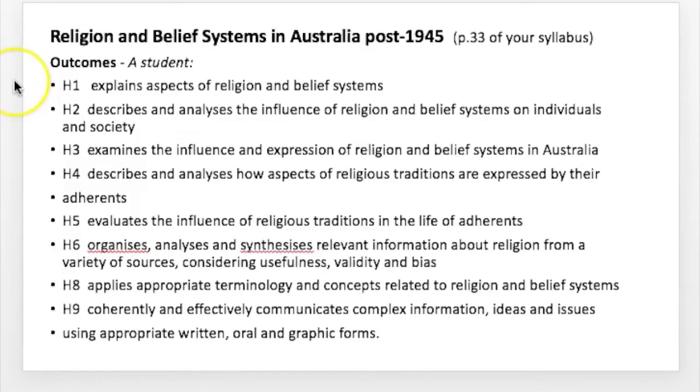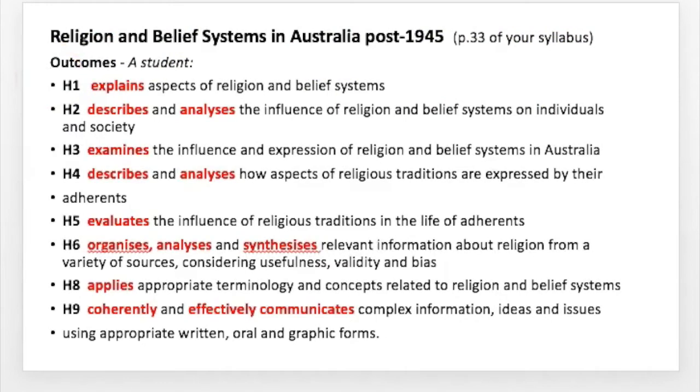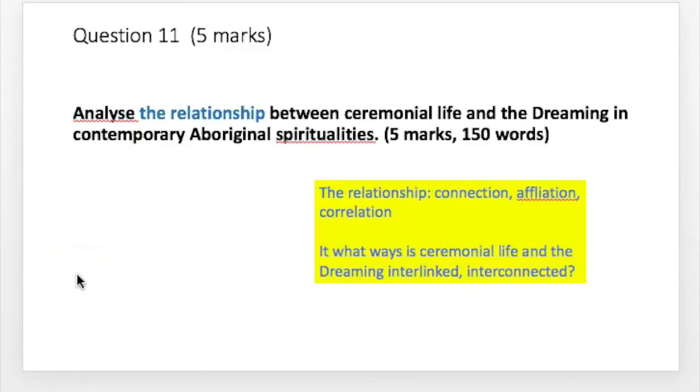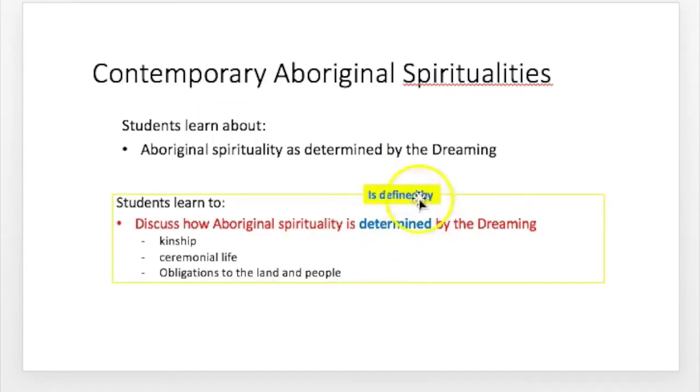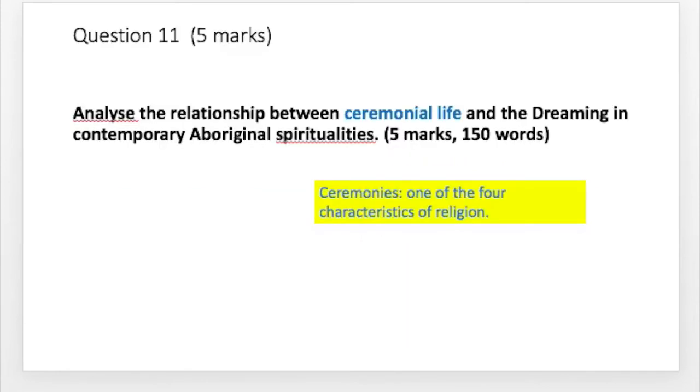to discuss? If we have a look at page 33 of your syllabus, you'll see that the outcomes that are covered have many different HSC verbs that can be thrown at you in any question, whether it's question 11 or section 2 or section 3. So analyse the relationship. That term in the question, the relationship, links back to the dot point that the spirituality of which ceremonial life is a part is determined by the dreaming. Ceremonial life is one of the 4 characteristics of religion, and therefore it's the emphasis of the question.